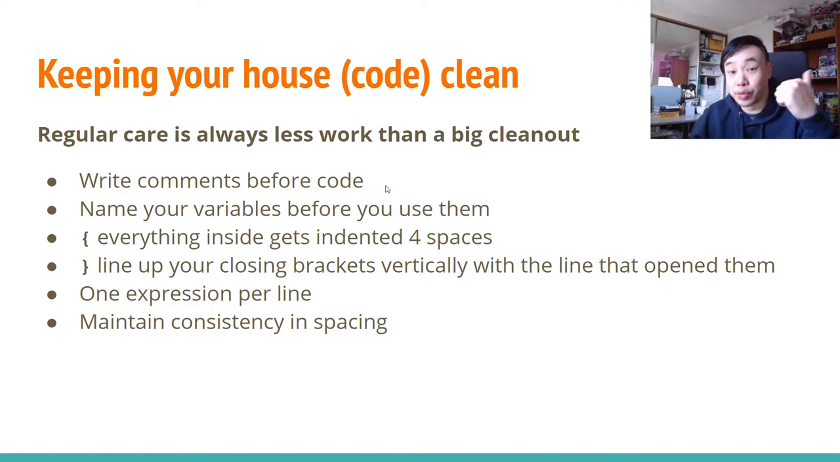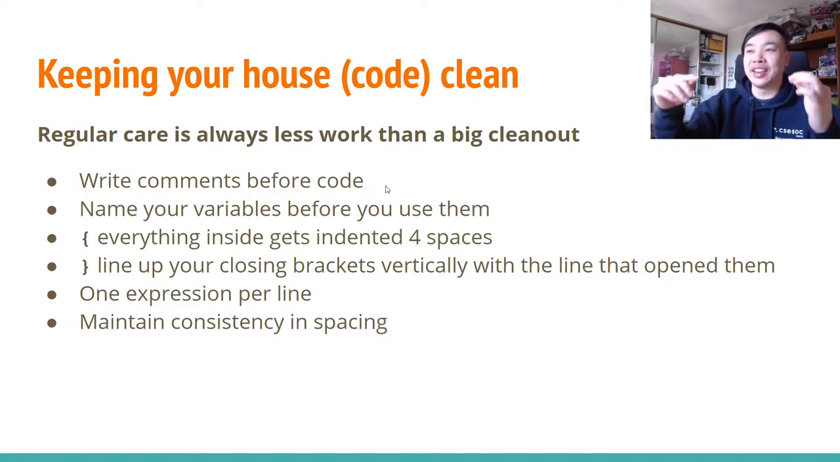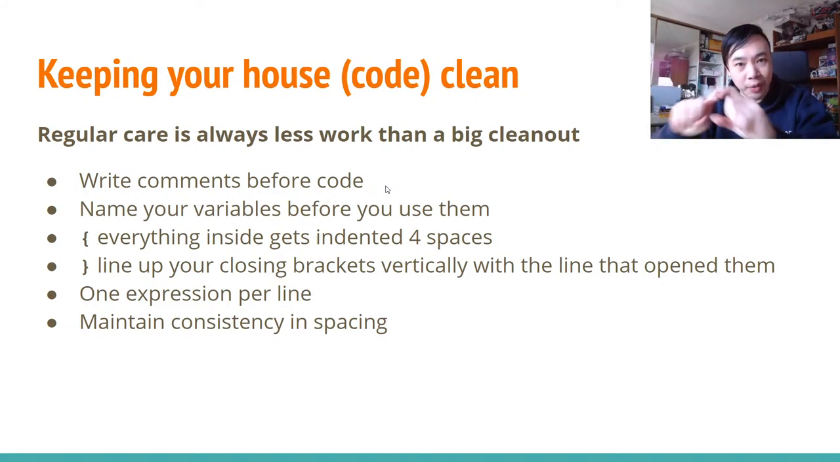So one of the first things is we're going to write the comments before writing the code. Because if we write the comments, then we write the code for them, we know at the title of each paragraph of code what it was for. It actually makes it easier for us to write the rest of the code. Naming variables before we use them. I mean, it should be basically impossible to use a variable without naming it. But this is a matter of trying to name things correctly before we use them. When we open brackets, let's indent everything, four spaces.